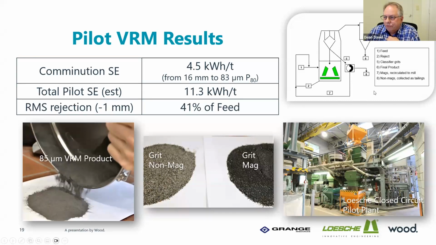But this sort of benefit of throwing away a non-mag also happens in the SAG circuit or the AG circuit. So it's not the main thing. The main benefits actually come from the efficient use of energy in the grinding process.